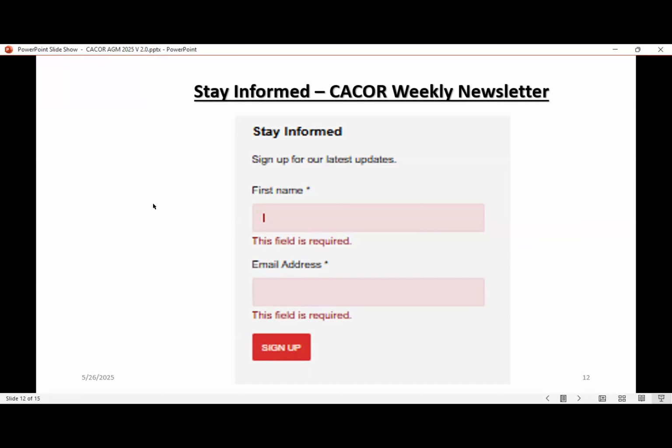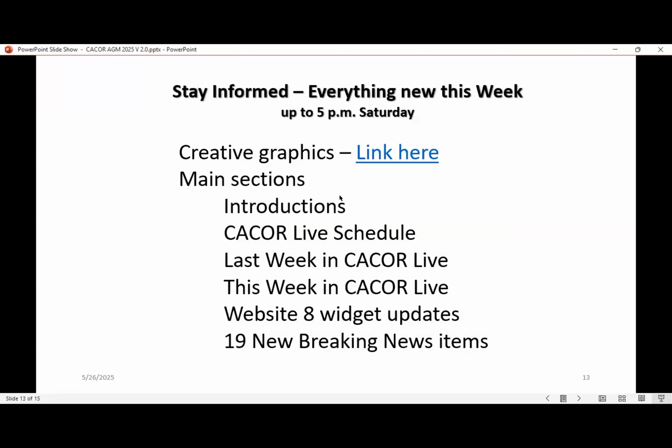which is in fact a summary of everything that we've done, and I've even included a link there, but it has some main sections: introductions, our Cacor Live schedule, what we did last week in Cacor Live, what's coming up this week, what's been on our 8 widgets for the week, and breaking news items that are added. In this example, there happen to be 19 of them when I put this together.